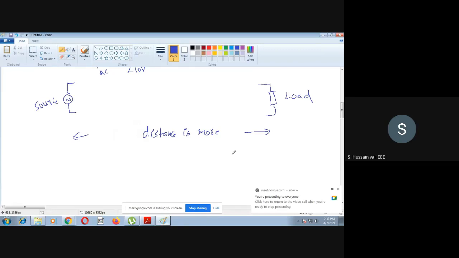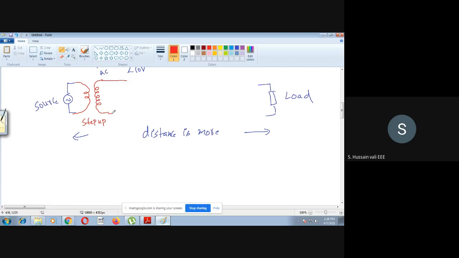See this now. The source is here, the load is here. First, I will connect a transformer here at the source station, which is a step up transformer. I will write here, step up. So we connect a step up transformer at the source station. Now you know very well what is meant by step up. When you step up, high voltage will be there.